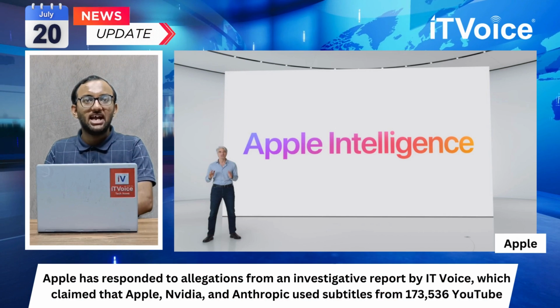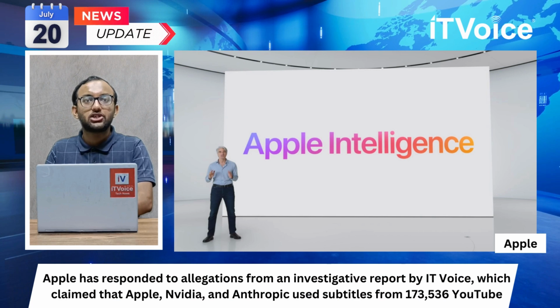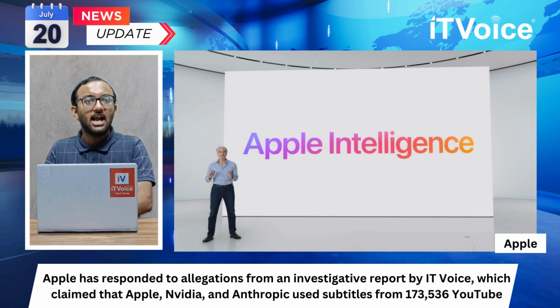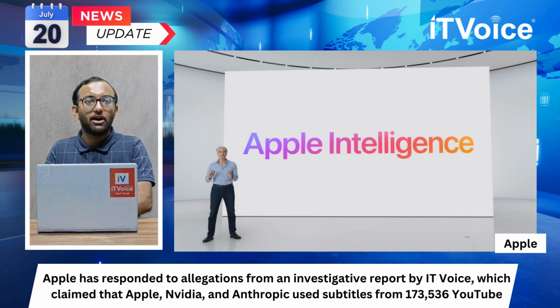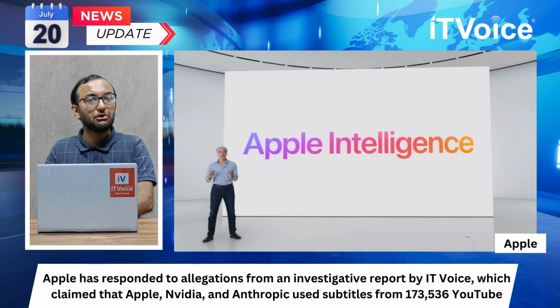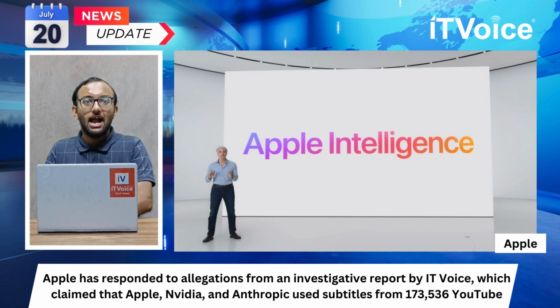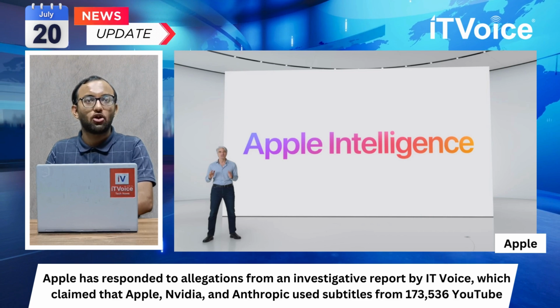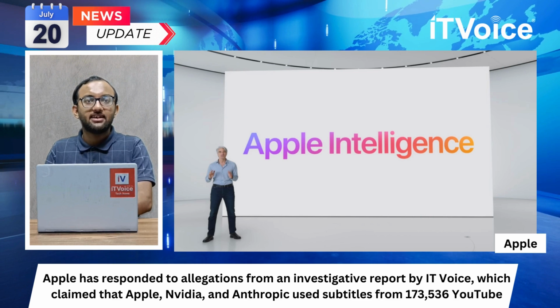At last, Apple has responded to allegations from an investigative report by Outage, which claimed that Apple, Nvidia, and Anthropic used subtitles from 173,536 YouTube videos to develop their open-source OpenELM models. Apple has clarified its stance on the matter, emphasizing its commitment to user privacy and ethical AI development.